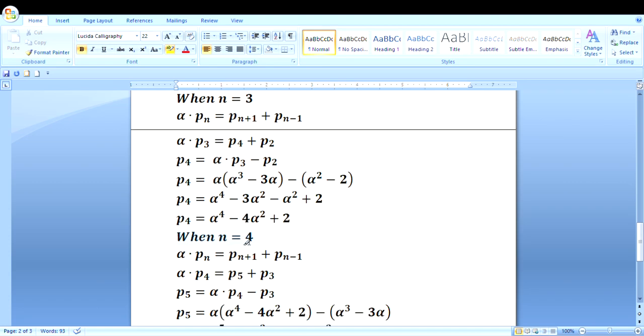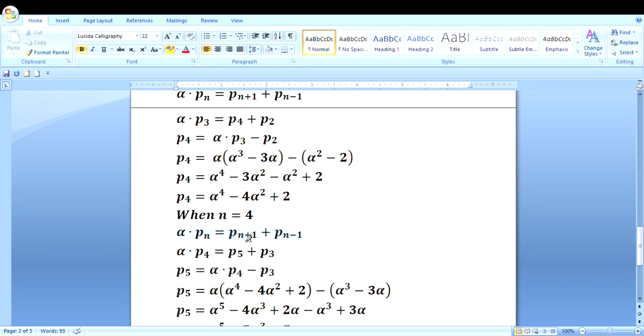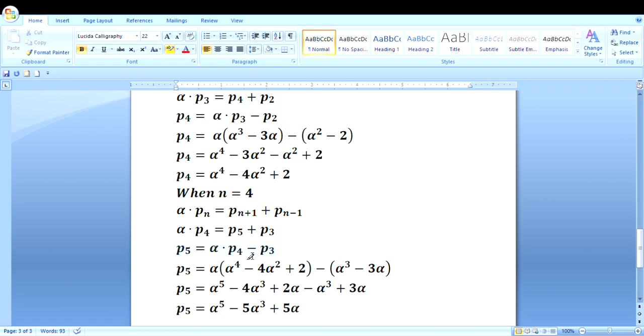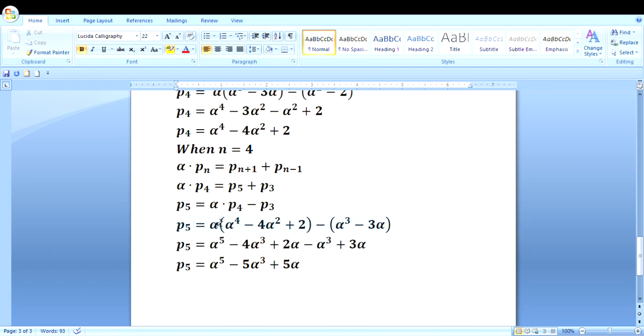Now for us to obtain p5, we look at when n is equal to 4. When n is equal to 4, we have alpha times p in place of pn, which is p4. Then in place of n here, this becomes p5 plus p3. So p5 is equal to alpha times p4 minus p3. We know that the value of p4 is alpha raised to power 4 minus 4 alpha square plus 2, and the expression for p3 is alpha cube minus 3 alpha. So opening this expression here, our p5 is equal to alpha raised to power 5 minus 4 alpha cube plus 2 alpha minus alpha cube plus 3 alpha.